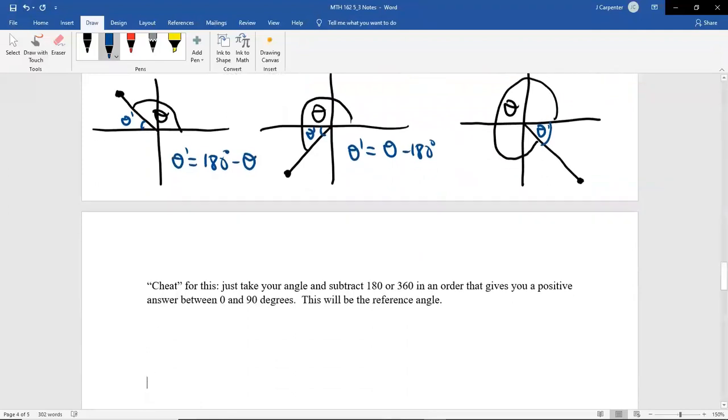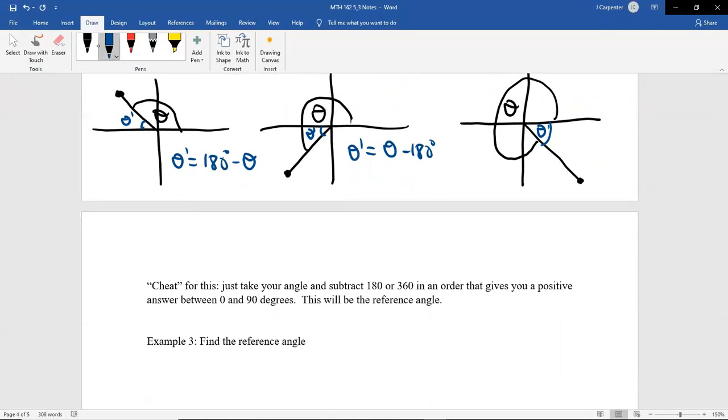So for example 3, let's find the reference angle. Reference angle, third time's the charm, right? Reference angle, typing is hard.